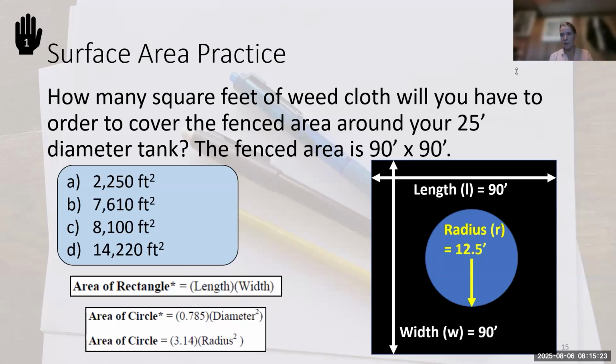Also, if you get any questions as you're working through this problem, you can just shout them out or drop them in the chat, and I'm happy to talk through that. You can use the calculator.